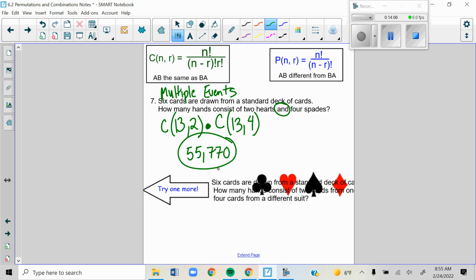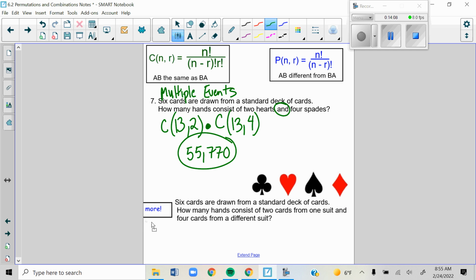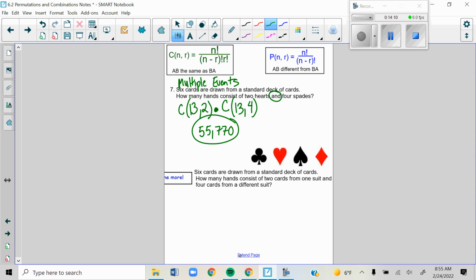Let's make a little more space for this though. Because this one says 6 cards are drawn from a standard deck of cards. How many hands consist of 2 cards from one suit and 4 cards from a different suit? Now this is a totally different type of problem because we aren't given a specific suit to choose from. So not only is choosing the 2 cards an event, but also choosing a suit is an event. So we are not going to have just 2 events occurring here, but we have 4 events occurring here.